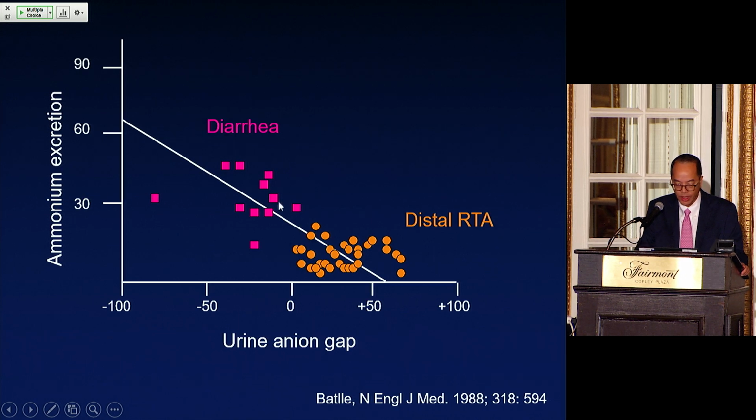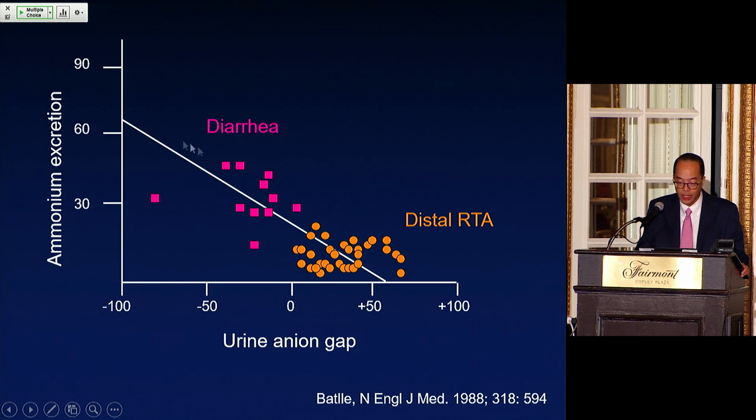How low? So here's a study from Daniel Battier that looked at this, published 30 years ago now. On the x-axis is the urine anion gap, and the y-axis is ammonium excretion. So here we directly measured ammonium in the urine, something that we can't easily do clinically.